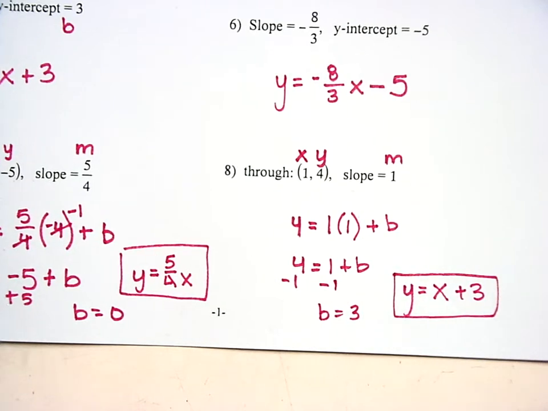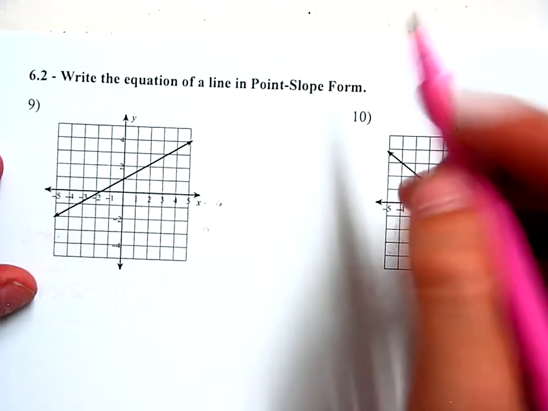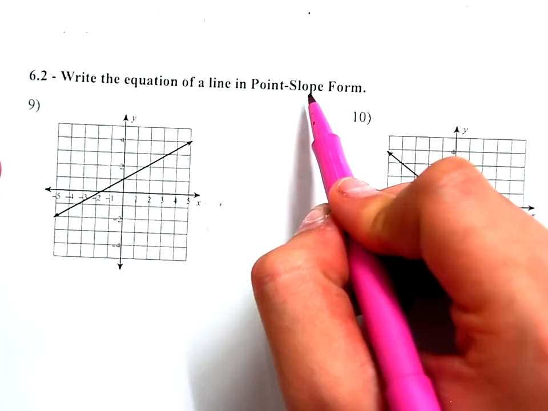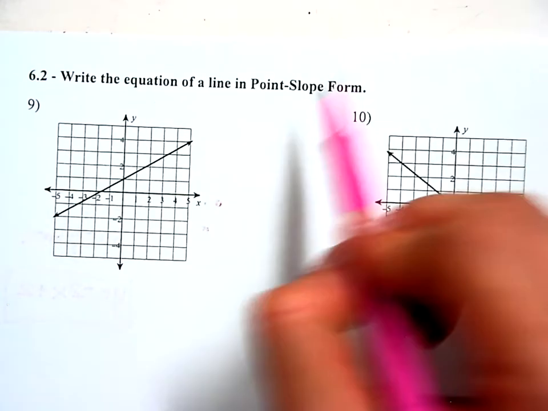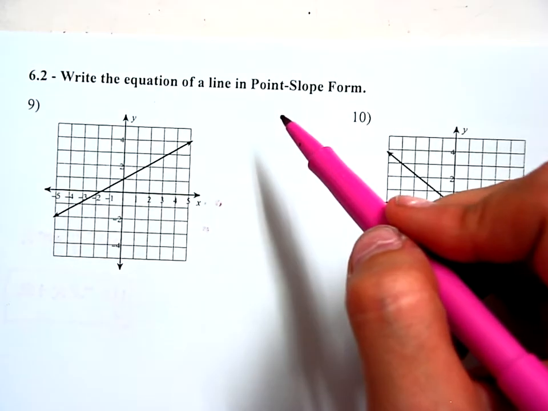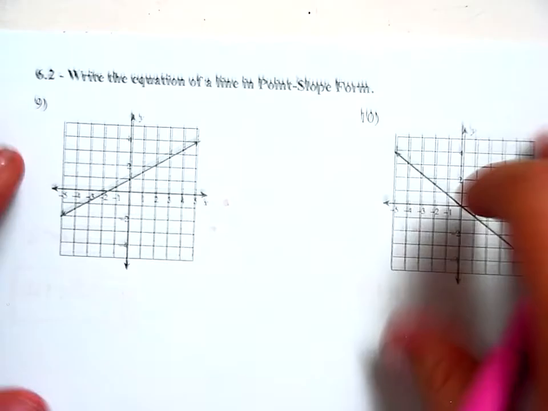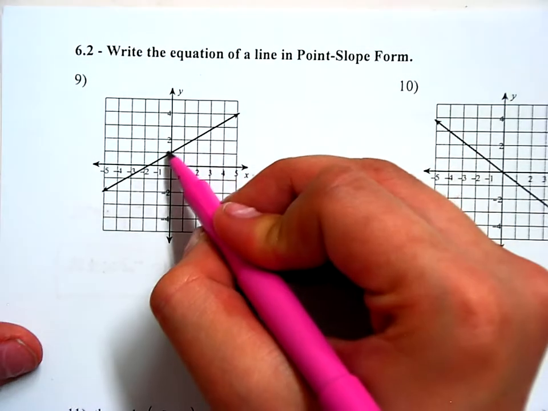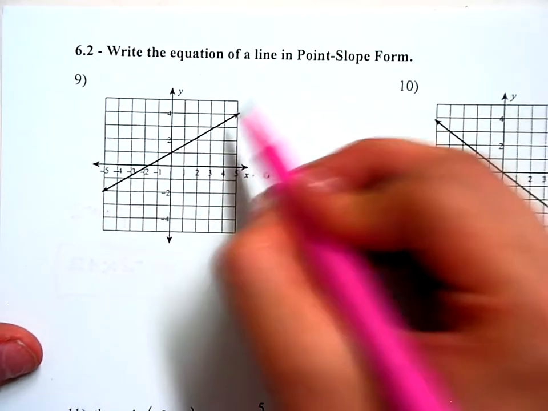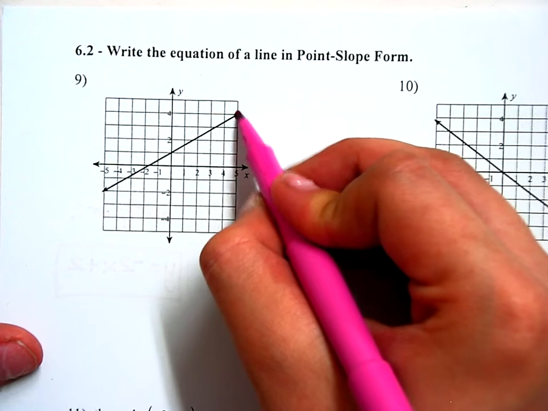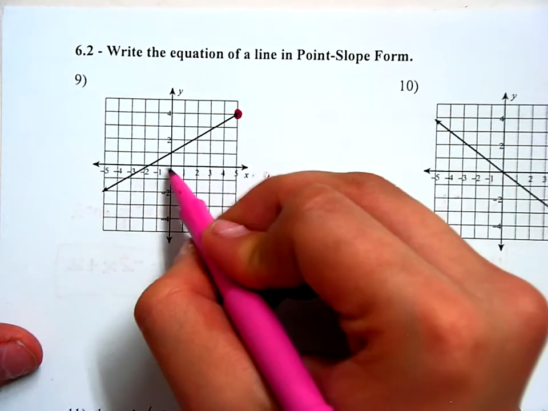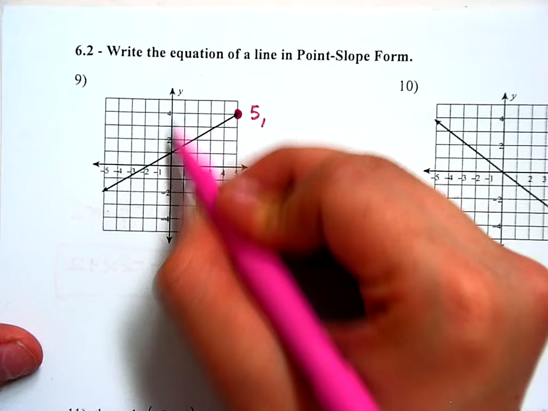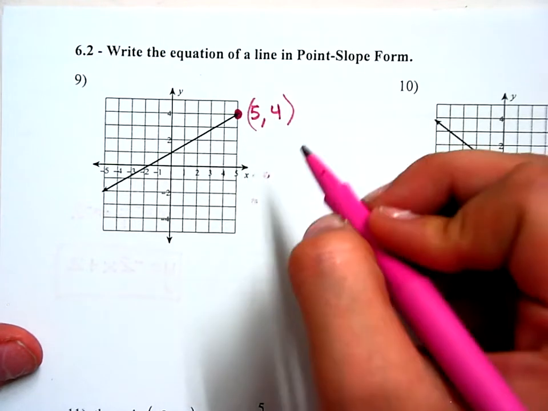Okay. As we move on, we're going to go to module 6.2. So 6.2 is writing equations for lines, but in point-slope form. So that means that in our formula, we're going to have a point, and we're going to have slope. So let's find those on these graphs. Let's find our point. I'm going to find one that's not on an axis. So that's this point right here, which is over 5 and up 4. So now I've got a point on this line.